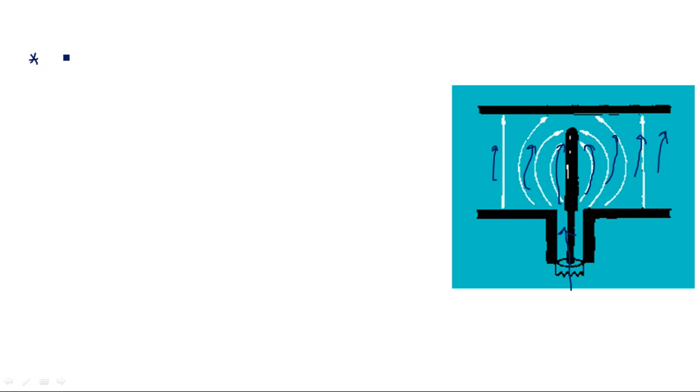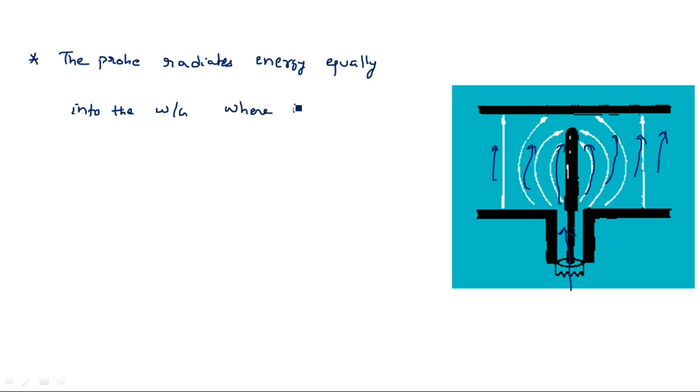So the probe radiates energy equally into the waveguide where it is inserted. That means on either side it equally distributes the energy. Probe or probe antenna, we can call it probe or probe antenna because it transfers the energy into that waveguide, so that's why it can also be called probe antenna.